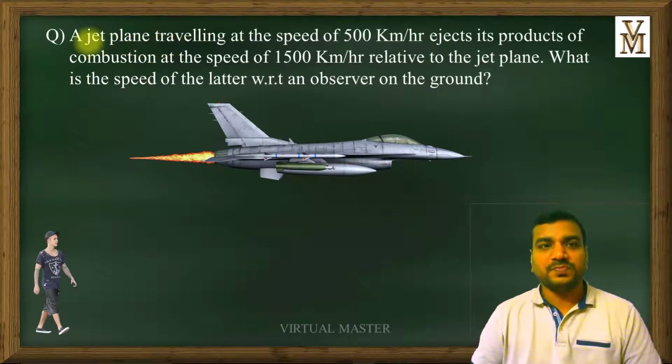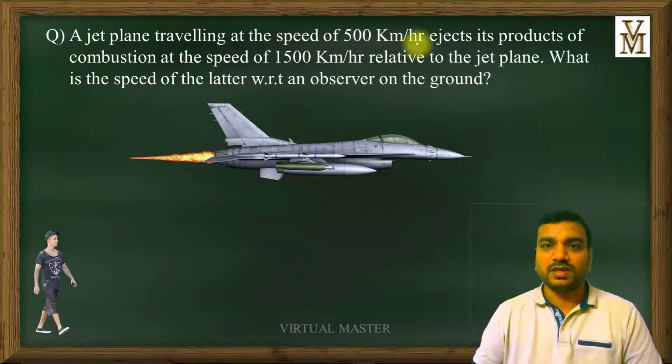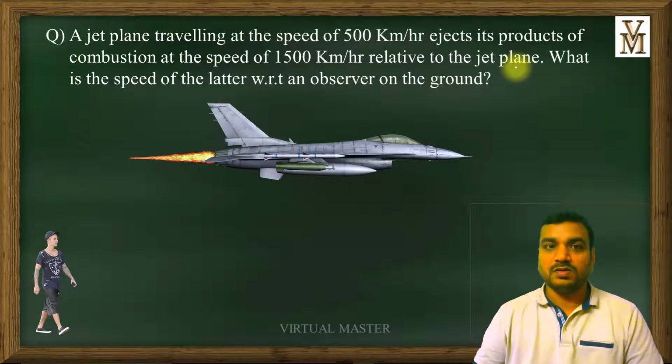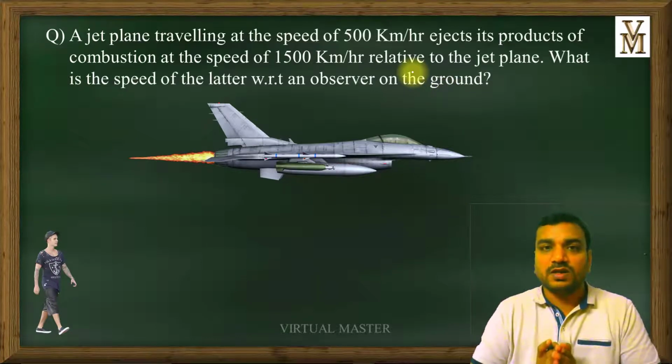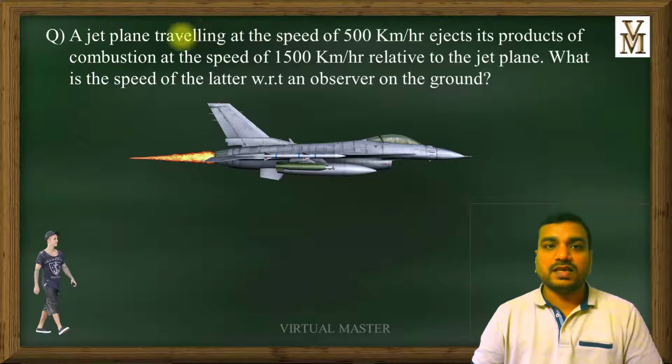The next question is: a jet plane traveling at the speed of 500 km per hour ejects its products of combustion at the speed of 1500 km per hour relative to the jet plane. What is the speed of the latter with respect to an observer on the ground? Now let us try to understand the question. What are the things given? A jet plane is traveling with the speed of 500 km per hour.